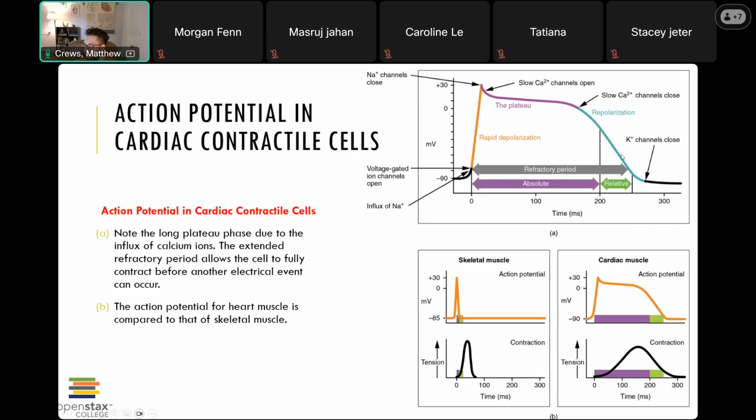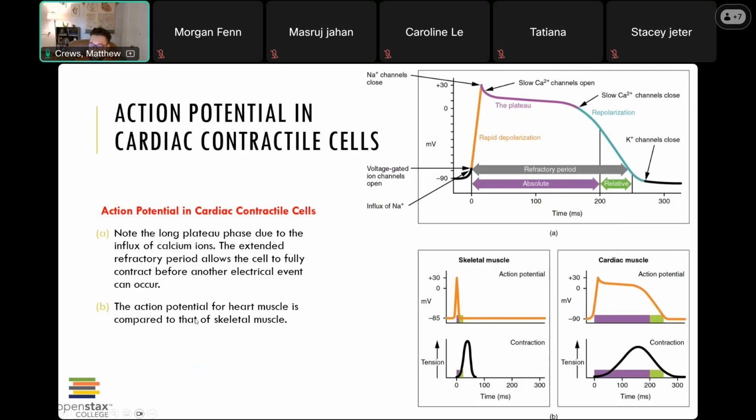And then you repolarize the cell, and the potassium channels close, and then you kind of stabilize a little bit. There's the refractory period, and then the voltage gated ion channels open up again and shoot all that through, and then it kind of slowly stabilizes. All right, that's different than skeletal muscle. Look at that. And what that does is it creates a more controlled contraction.